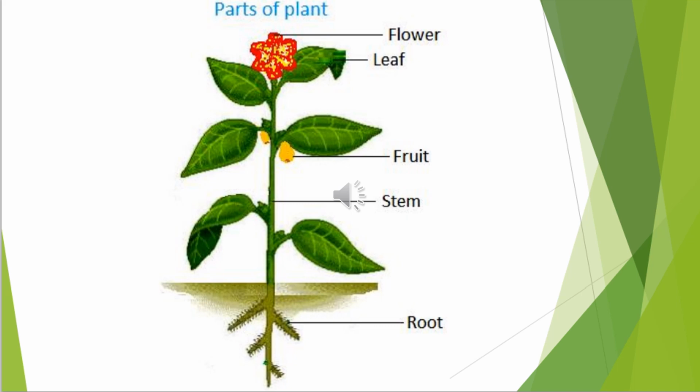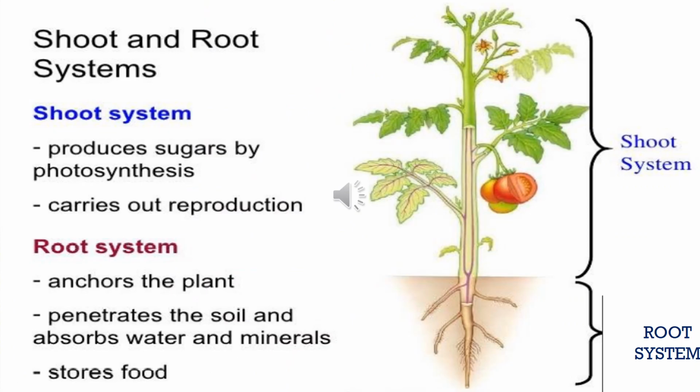Here, look at the parts of a plant in the picture. A plant's body is divided into two parts also. First, the parts of a plant, which are the flower, leaf, fruit, stem and root. Here you can see that a plant's body is divided into two parts, root and shoot.